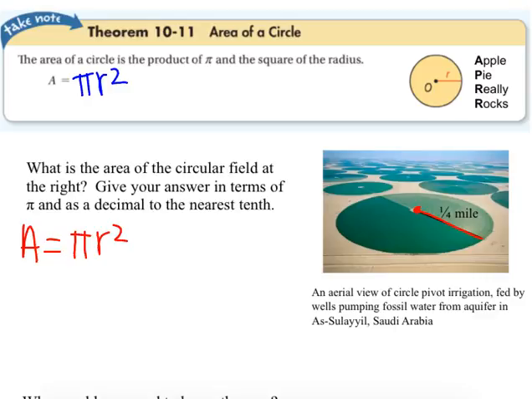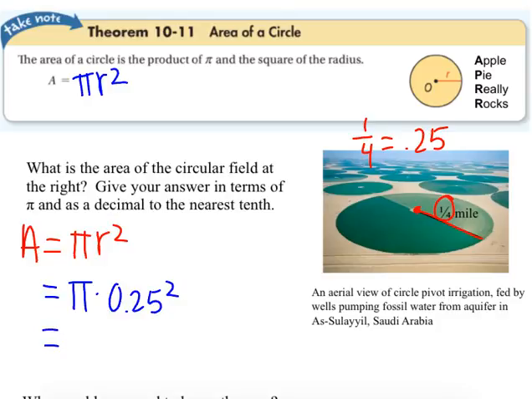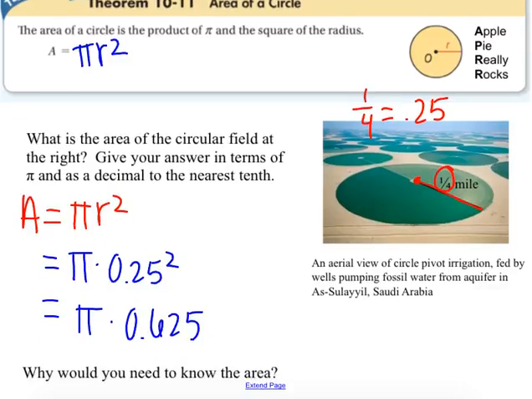Can I just plug in a 1/4 mile in for my r? How else can I write a 1/4 mile as a decimal, since I know you guys hate fractions? 1/4 equals 0.25 as a decimal. So I'm going to write it as that. So pi times 0.25 squared. Okay, what's 0.25 squared? 0.625. So again, we usually write the number first.